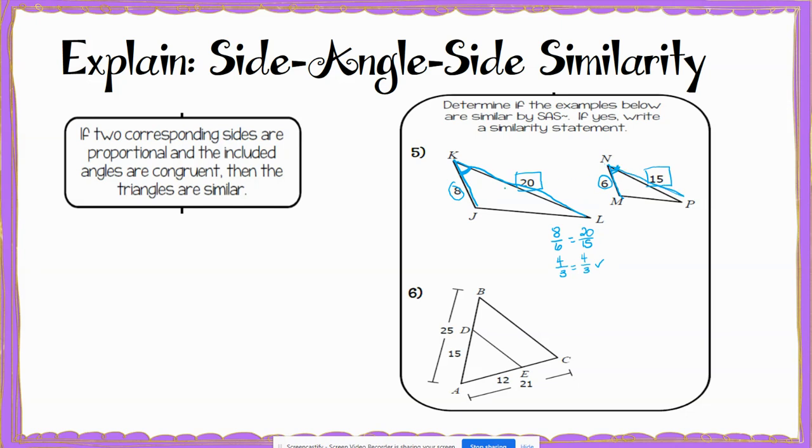Well, what I see is that they both have this mark, which tells us that they are congruent to each other. So since the side lengths are proportional and the included angle measure is congruent, then I would say that yes, these are similar because of side angle side similarity.